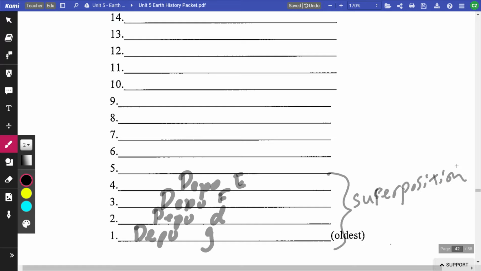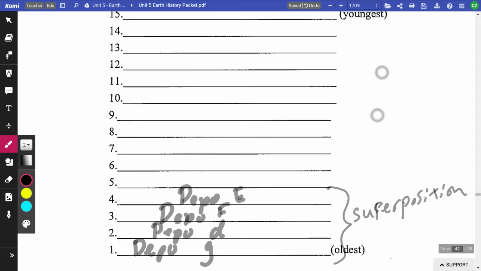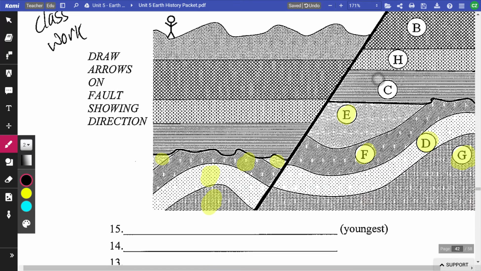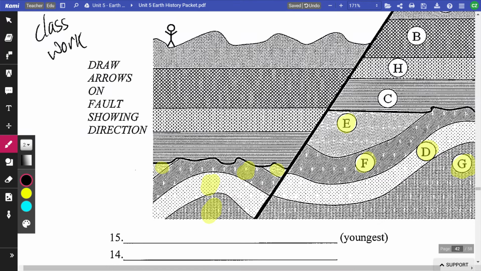Okay, G is the oldest, E is the youngest in this situation, right? So G, then D, then F, then E. Okay, so we've laid down those layers. Now, what's gone on? Well, it looks like we laid down layers which were originally horizontal. All right, original horizontality, sedimentary rock layers. And then something happened and they became folded.